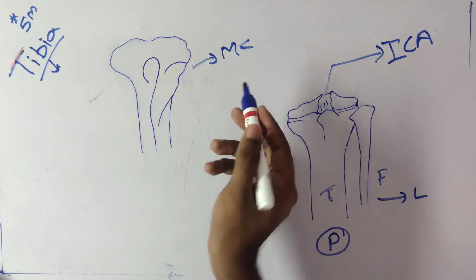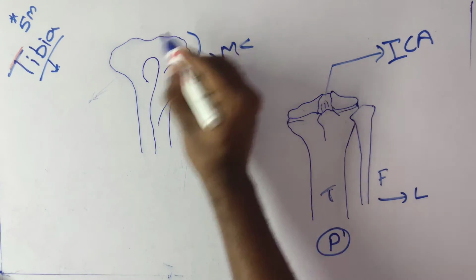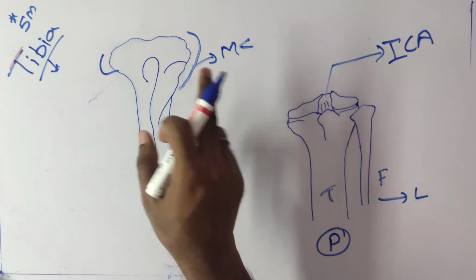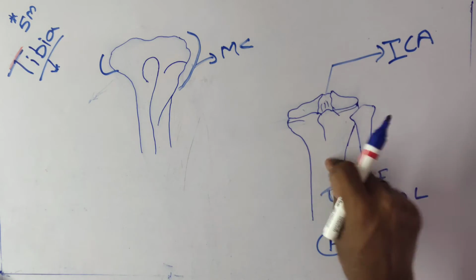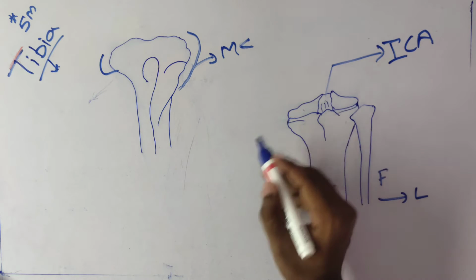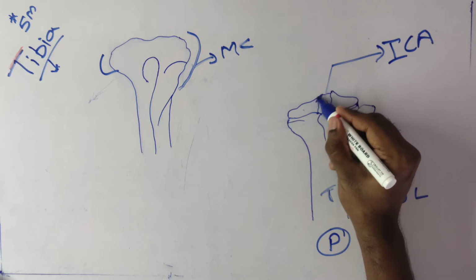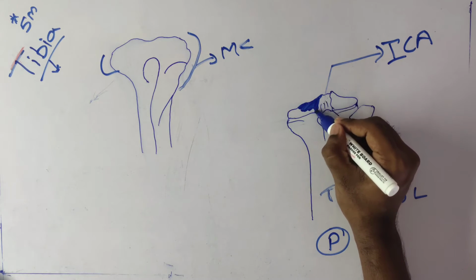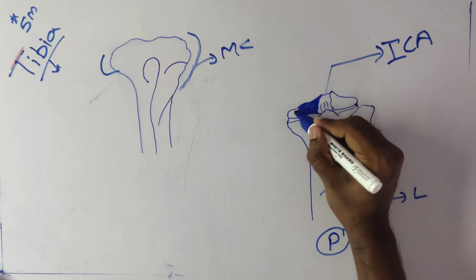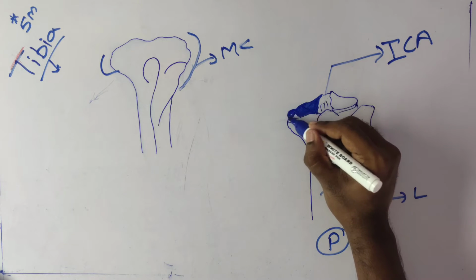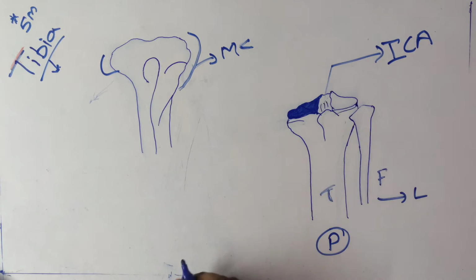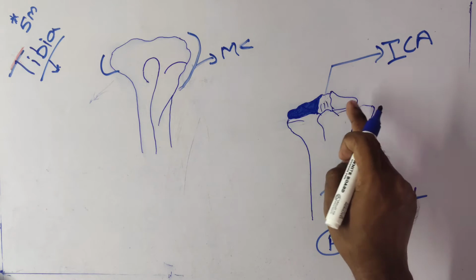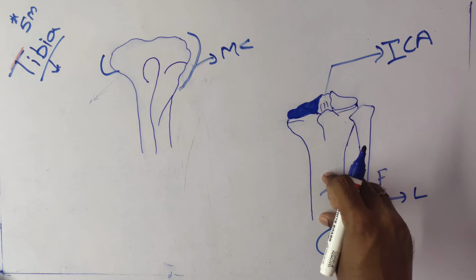This is the medial condyle. The medial condyle is larger than the lateral condyle. Next, its superior surface articulates with the medial condyle of the femur. So coming to the posterior surface, we can see clearly this is the medial condyle. I will darken it with this blue ink. This medial condyle on the superior surface articulates with the medial condyle of the femur bone to form the knee joint.